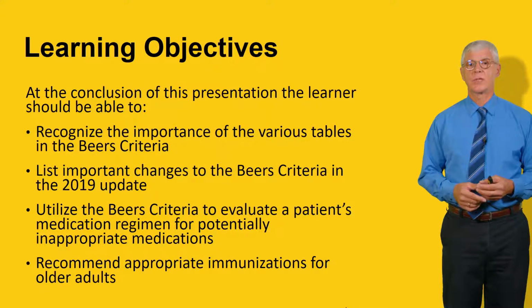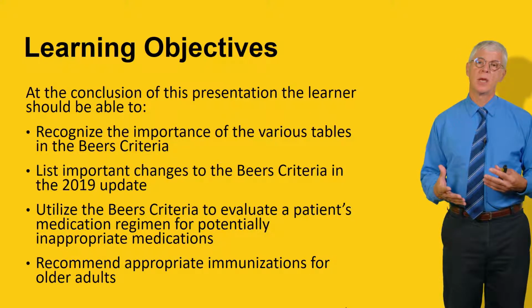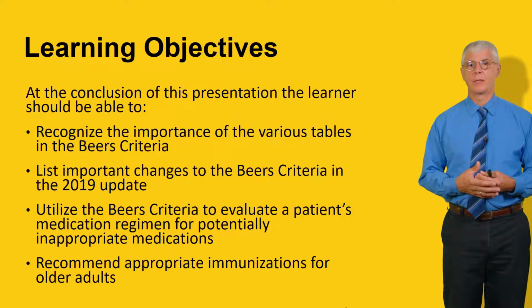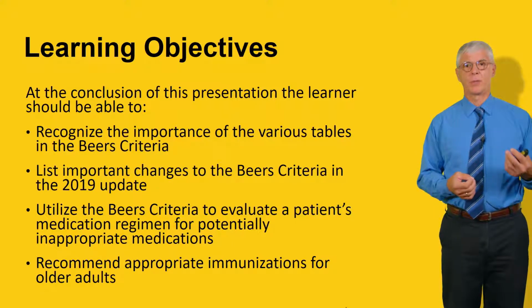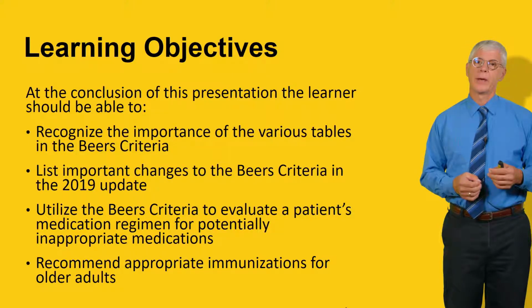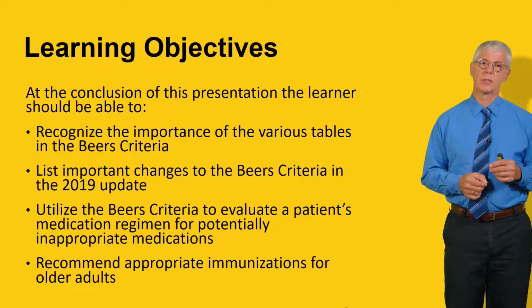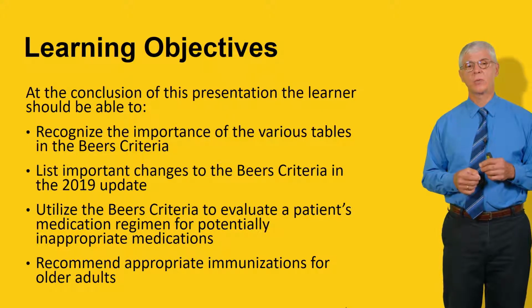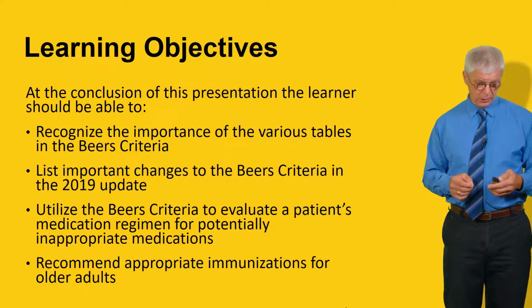Our learning objectives today are pretty broad, really. We're going to talk about the Beers criteria. We're going to understand how the Beers criteria are structured. We're also going to use them. I do believe the best way to learn something is to put it into practice. So we have a couple cases that we're going to apply the Beers criteria to, and we're going to walk through those together. And then I'm going to end the presentation with a very short update on immunizations, because there's been some changes in immunization recommendations lately for adults over 65, and I want to make sure that everybody is clear on those because, quite frankly, they're a little confusing.